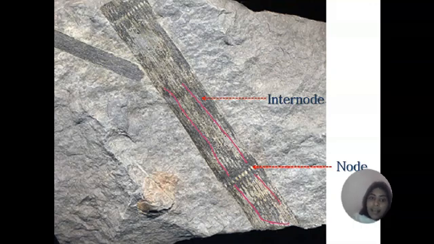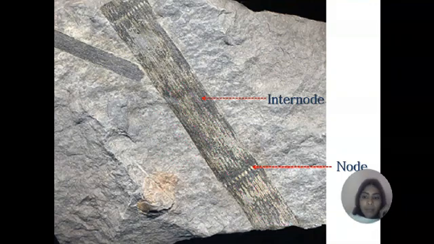The ridges are continuous with each other. In case of Equisetum, here I am going to draw the stem of Equisetum. This is the nodal region and these are the two internodal regions. The ridges of the adjacent internodes are alternate to each other. They are overlapping to each other.